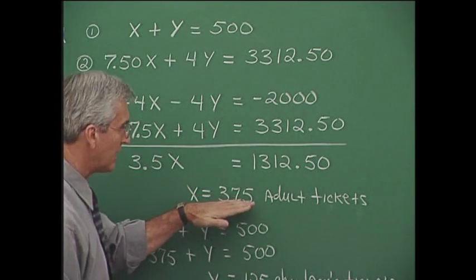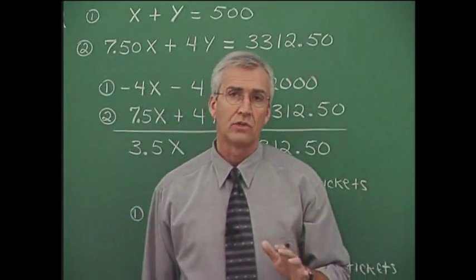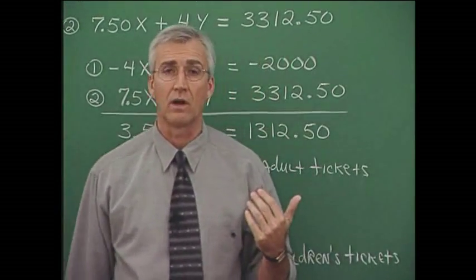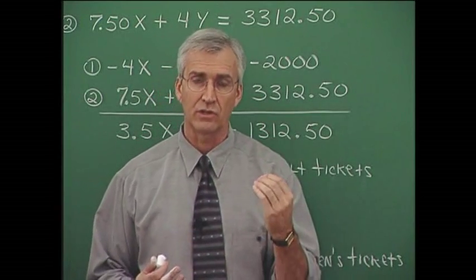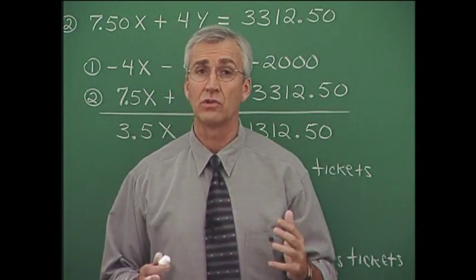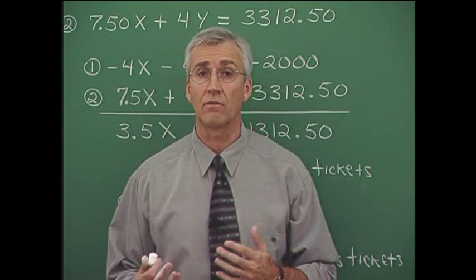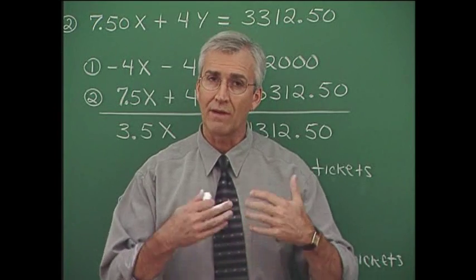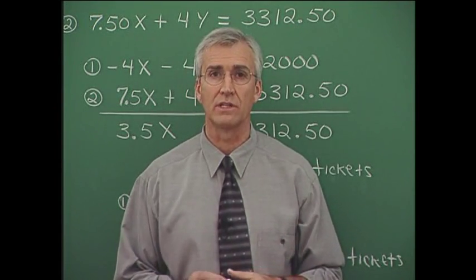Now, there's a tendency for students solving problems like this to stop at about this point, where when a student finds x, they think, I'm finished. Well, that may have been true in previous problems, but it's not true here. We had two things we were looking for in the problem, and so we have to identify the other unknown quantity, and that's the number of children's tickets in this case.